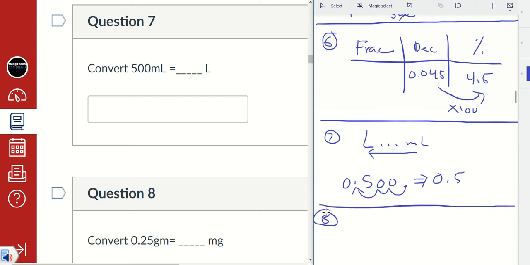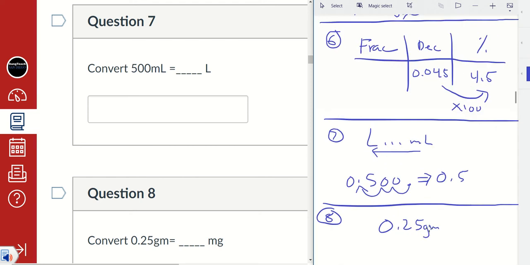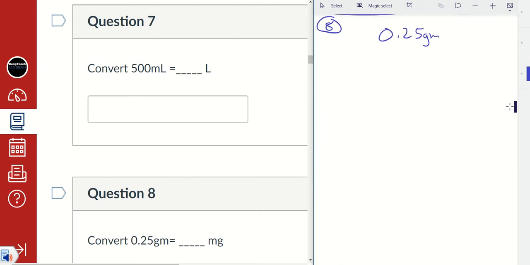Number 8. How many spaces left or right? Grams to milligrams. Yep, that's going to be 3 to the right. So take your number. 1, 2, 3. Your answer would be 0.25. What? 250. You got to move your decimal. It's here now. Yeah, I'm tripping. Yeah. 250.